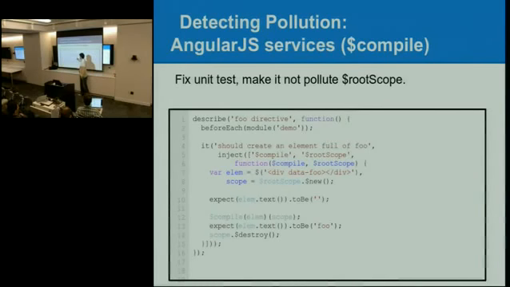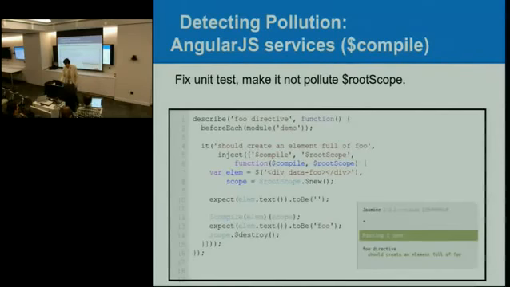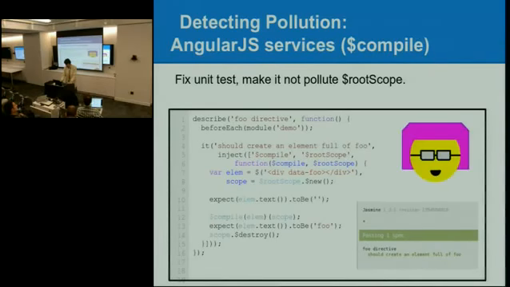This modification, as you can see here, creates a child scope through a call to $rootScope.$new, and then compiles against that child scope and destroys the child scope when the unit test is done. And then the unit test passes again with an assurance of root scope cleanliness. Hooray.